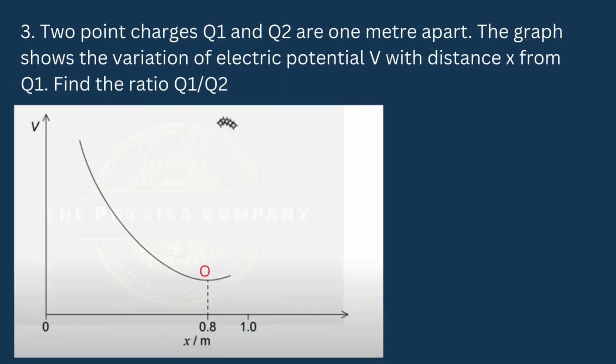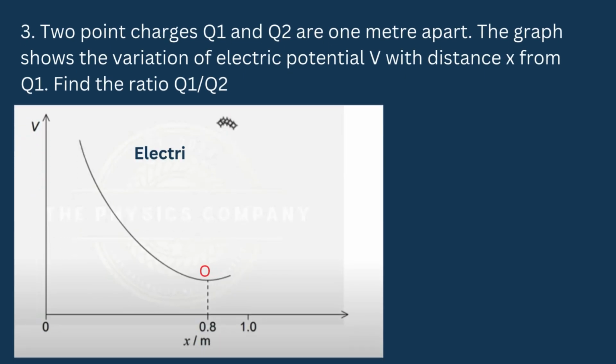Concept 3. Imagine we have a graph, and it shows how the electric potential is changing between 2 point charges. Let's call them Q1 and Q2. The challenge here is to figure out the ratio of those charges just by looking at the graph. So take a moment to think about that. What information on that graph could help us determine that ratio? Graphs are like puzzles in physics. They hold the clues that you need to unlock the answer.